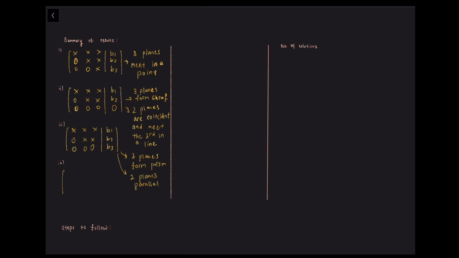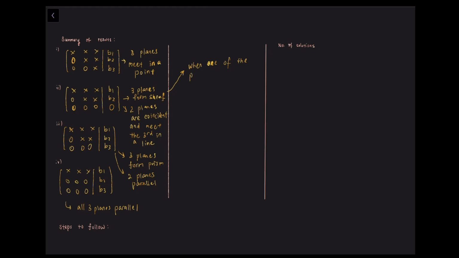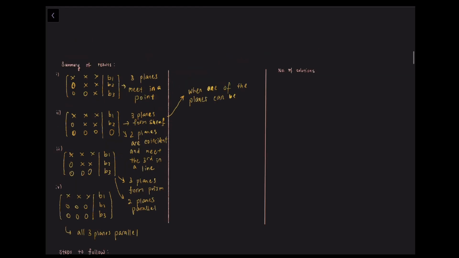And in the fourth scenario, there are 3 x's on the first row, and the second and the third rows have 3 zeros. So this represents all three planes being parallel to each other. So for case 2, the three planes form a sheaf. It only occurs when one of the planes can be written as a linear combination of the other two.